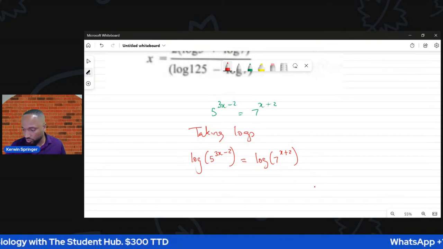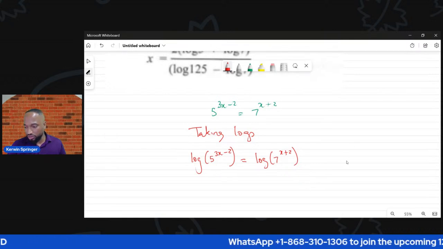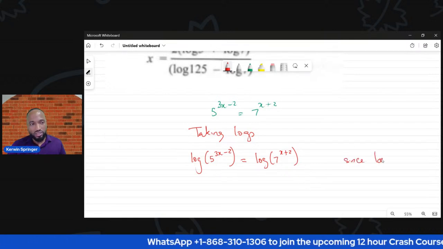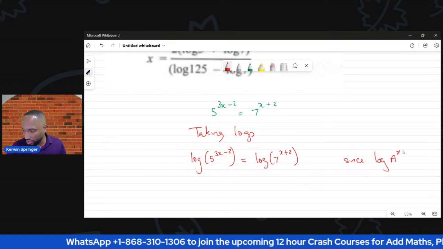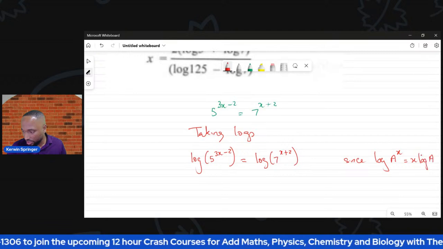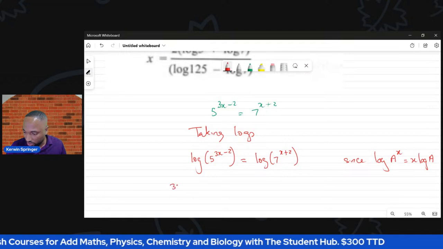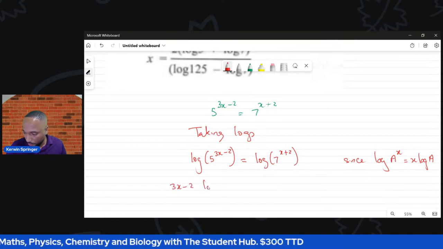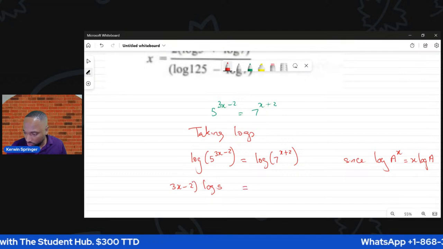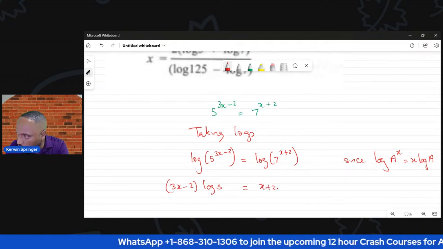Nice. And that's since log of a to the power of x is equal to x log of a. We can just switch this line up to, hopefully this is a good thing to do, (3x minus 2) log of 5 is equal to (x plus 2) log of 7.